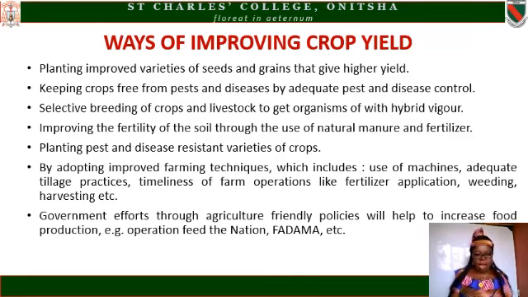Then the government comes in here. Government effort through making policies that are agriculture friendly also helps to increase the production of food, because the farmers will be helped there. The farmers will be given grants and loans which will help them to apply any method they want. These friendly policies, like Fadama, is a very good one. Also Operation Feed the Nation and the rest of them.